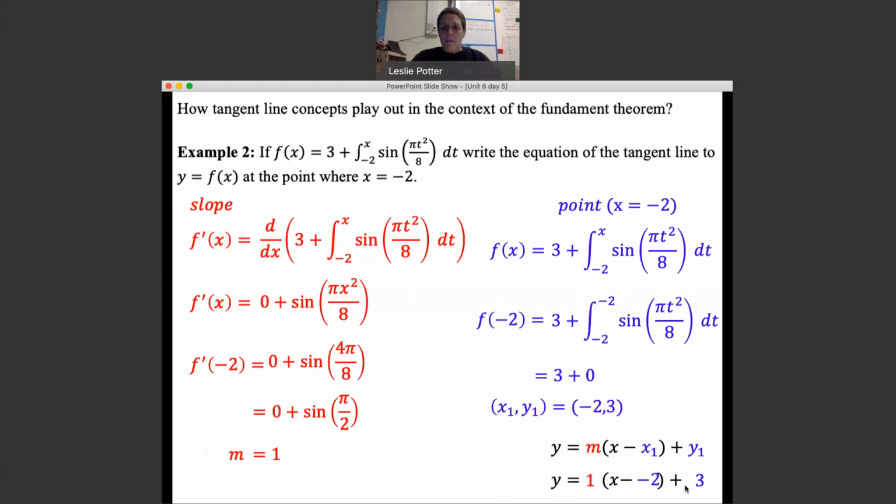Sometimes they put the 3 over here and say y minus 3 equals. I don't like that, though sometimes the test makes you do that. I like to solve for y because you're being asked for an equation for a line, that should be y equals. Okay, so that's how we deal with tangent line concepts. We're still going back to those really fundamental things, right? Tangent lines, those sorts of things, they're going to stay with us all year long.